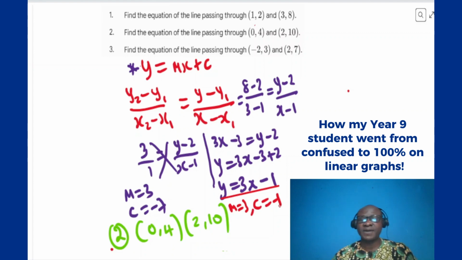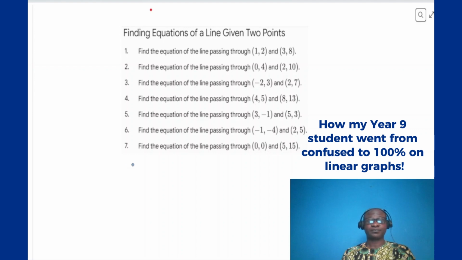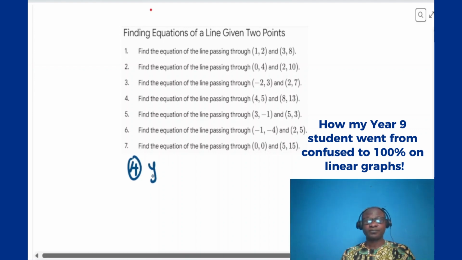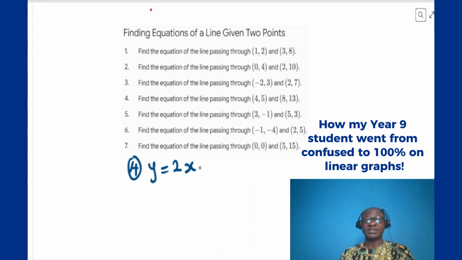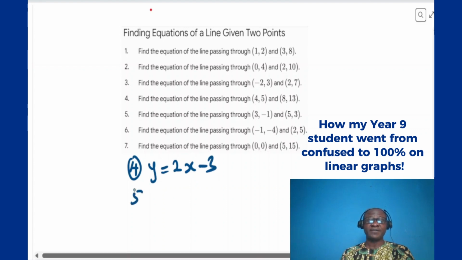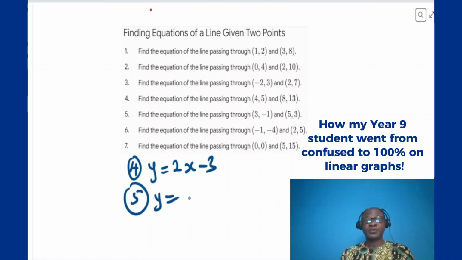Okay. Yeah, set to number 4. Y equals 2x minus 3. Wait, do you want me to say it with the gradient and the intercept? No, just the equation as the question has asked is okay. Okay. Y equals 2x minus 3. Number 5. Y equals 2x minus 7. Y equals 2x minus 7.